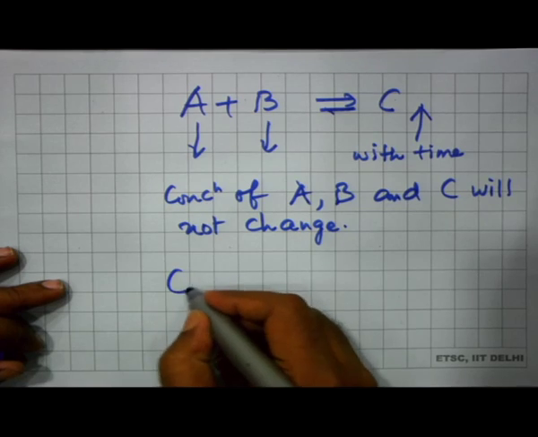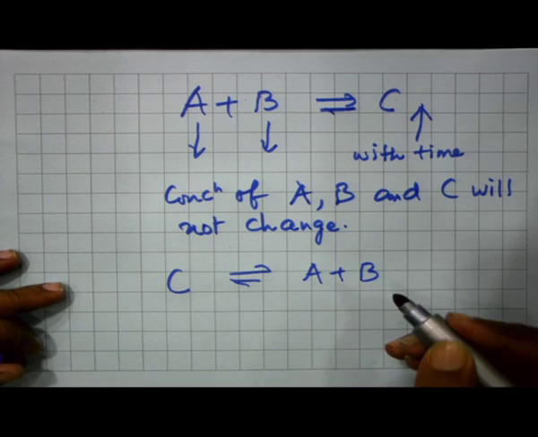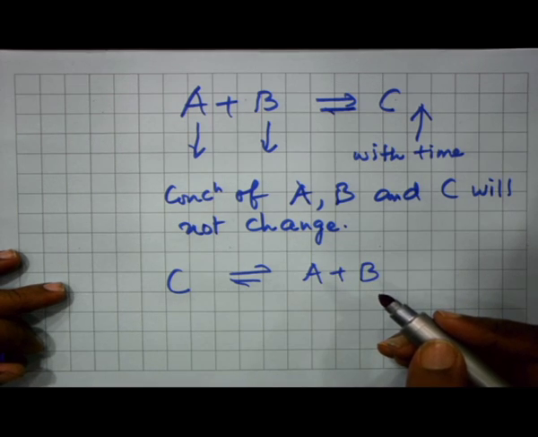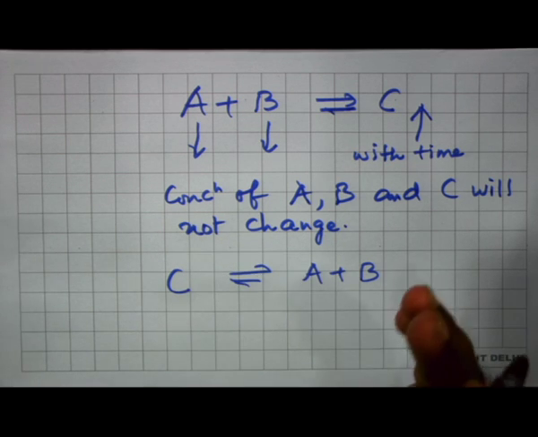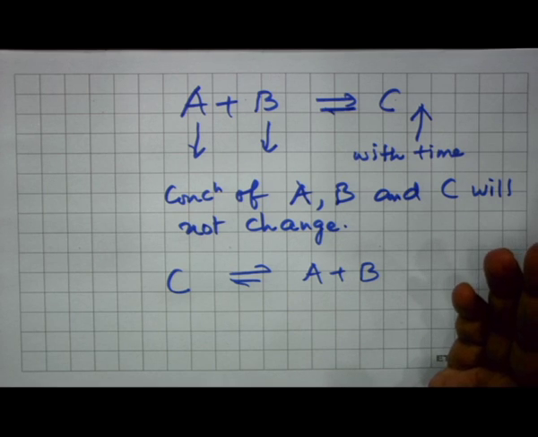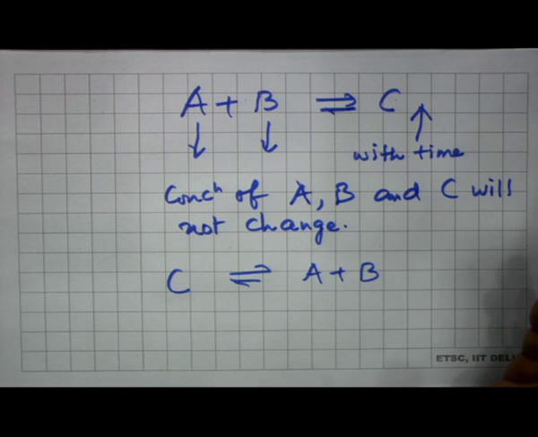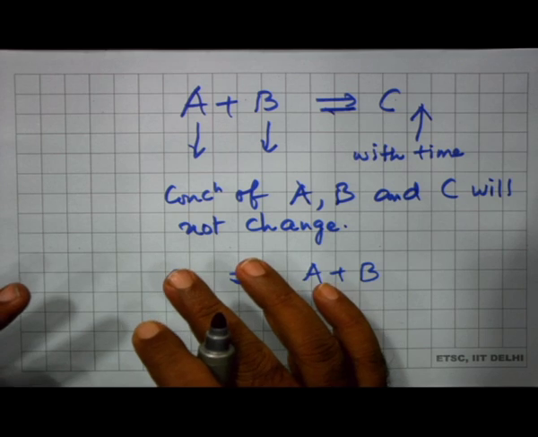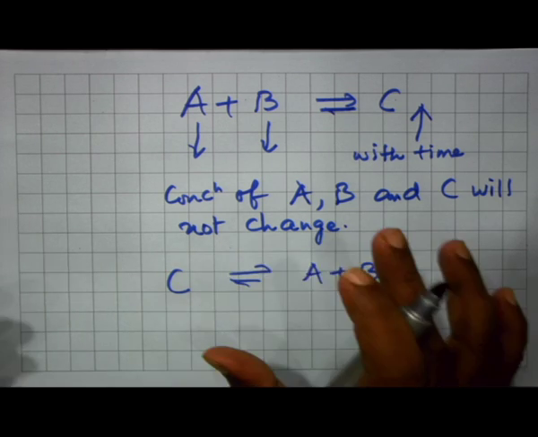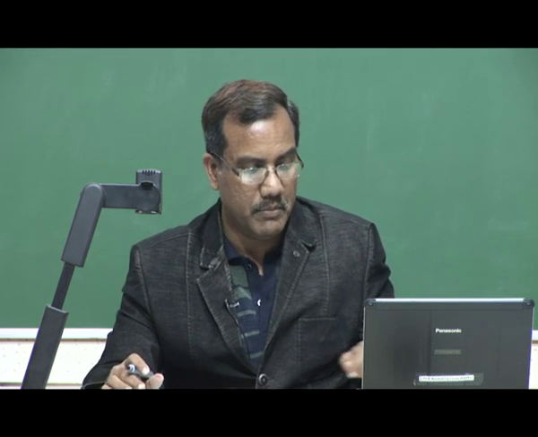Similarly, we can start from C. C will again go to A plus B. If we have only C in the container, it will go to A plus B till A, B and C do not change. When the change is 0 or there is no change happening, we say that equilibrium is achieved.